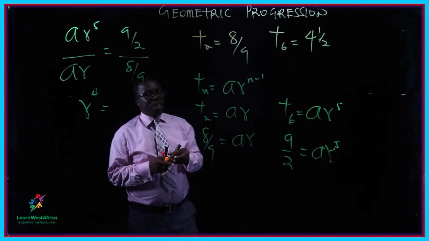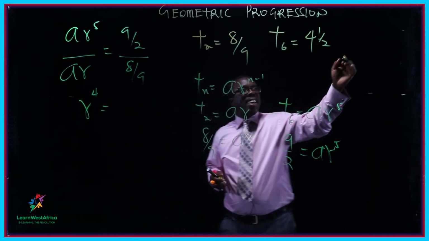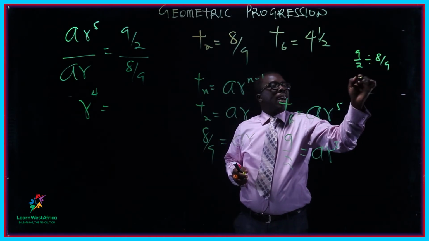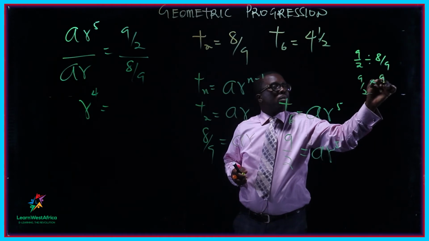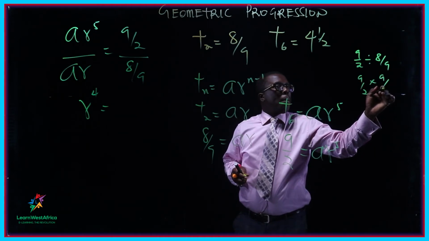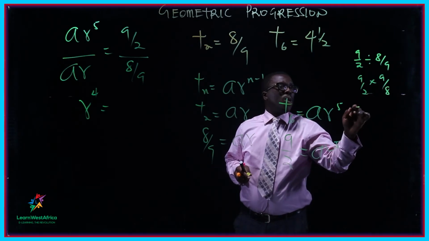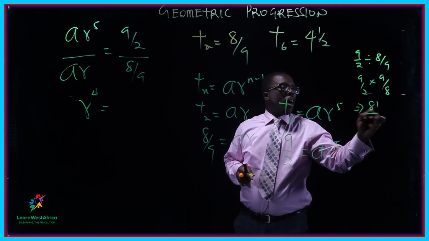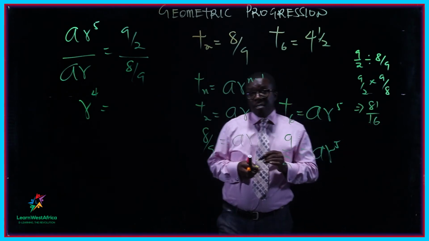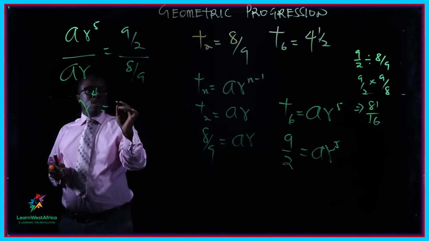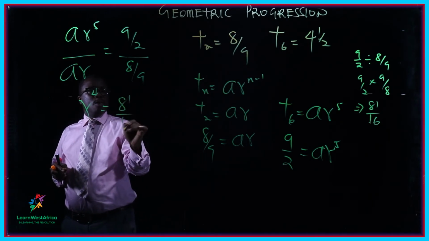Okay, for the benefit of some of us, let's just do it at this corner. So you've got 9 over 2 divided by 8 over 9. That's going to give you 9 over 2 times 9 over 8. So what do you get there? 81 over 16. Is that clear? So this one is going to give you 81 over 16.